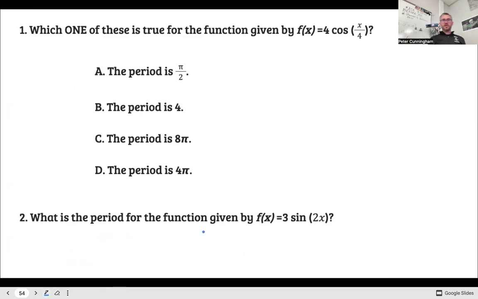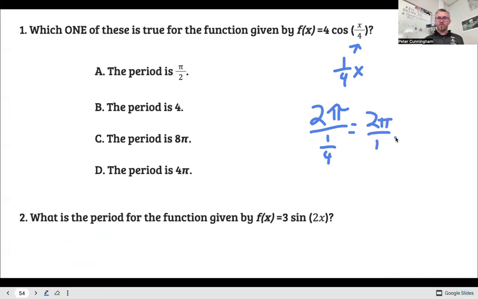Okay, let's figure out the period here. How are we going to figure out the period? We got x over 4. Remember, that's like saying 1/4 x. So you're going to take your regular period of 2 pi and divide that by 1/4, which is like saying 2 pi over 1 times 4 over 1, the reciprocal, right? Because we keep, change, flip. 2 times 4, 8 pi over 1. So letter C. Just because you have a multiple choice question doesn't mean you don't show work, right? Do all that work so that the choice you take is an informed decision.